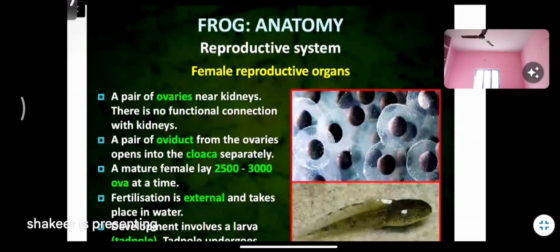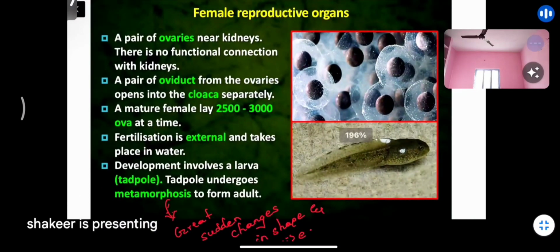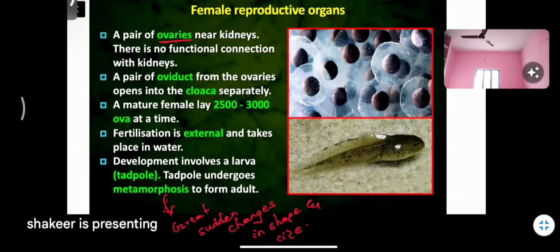Okay, now see the female reproductive system. Here also a pair of ovaries are present. In the case of male also two testes are present, here also two ovaries are present. So this is one important bit. There is no functional connection with the kidneys. But the testes in the male frog were connected with kidneys. Here there is no such connection.